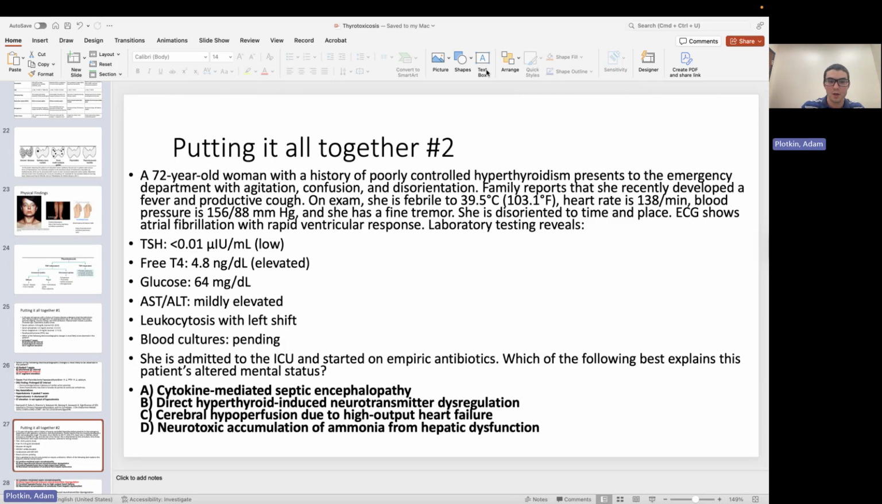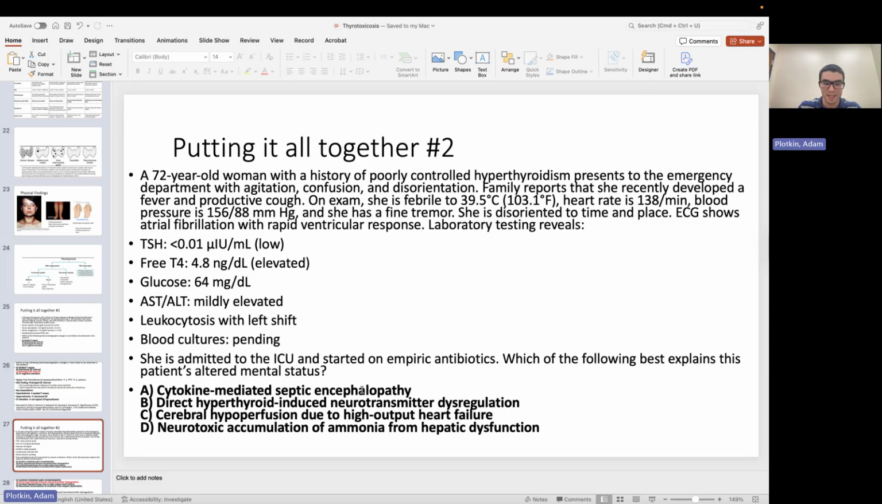And then the last one, we have a 72-year-old woman with a history of poorly controlled hyperthyroidism. She presents to the ED with agitation, confusion, and disorientation. The family reports that she recently developed a fever and productive cough. On exam, she's febrile to 103.1, heart rate's 138, blood pressure 156/88, and she has a fine tremor. She's disoriented to time and place. The EKG shows AFib with RVR. Lab studies show a TSH that's very, very low. A free T4 is elevated. The glucose is 64. AST, ALT mildly elevated, leukocytosis with a left shift. The blood cultures are pending. She's admitted to the ICU and started on empiric antibiotics. Which of the following best explains the altered mental status?